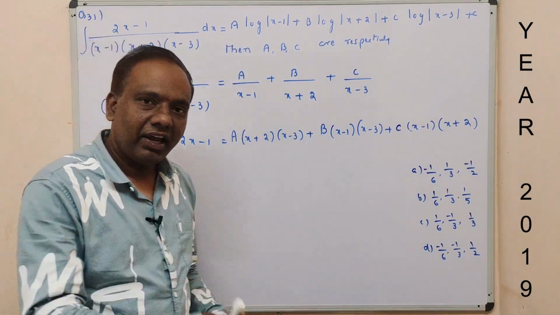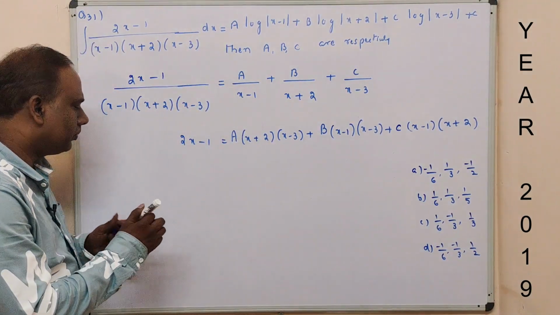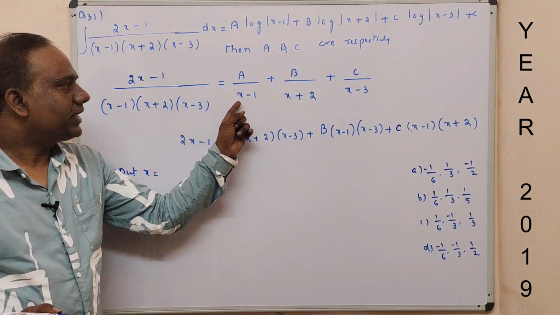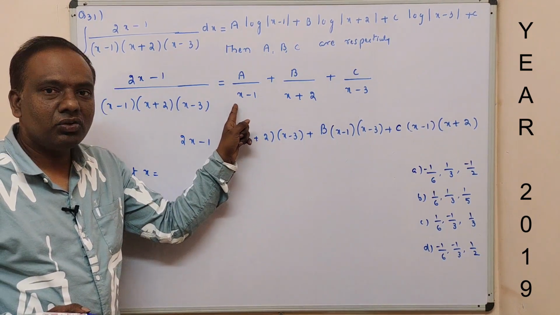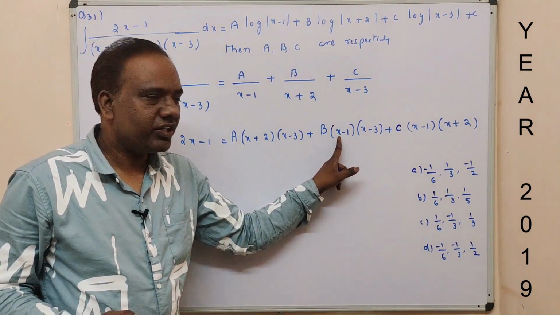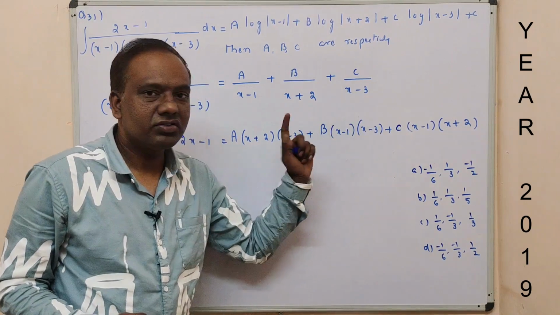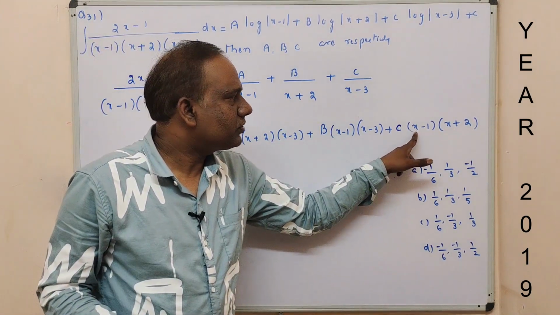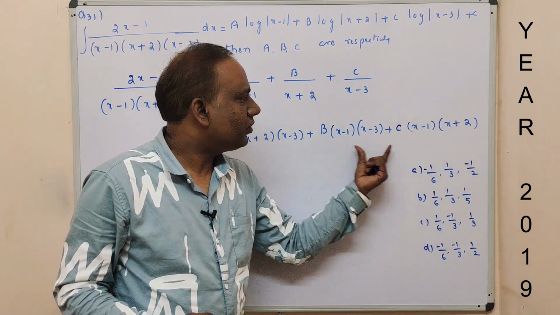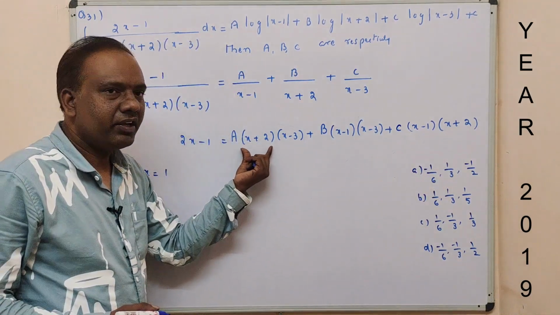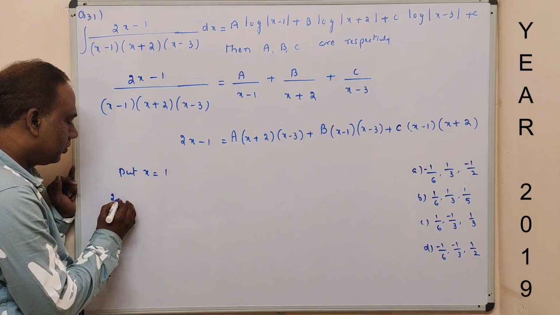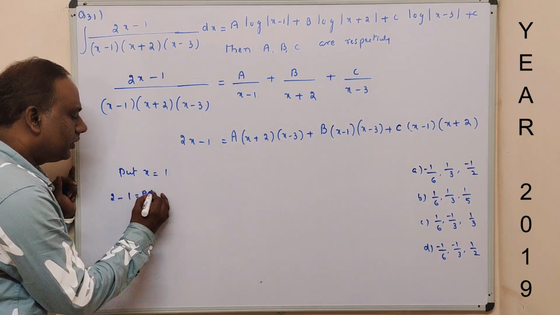Now we calculate the a value, b value and c value. So put x minus 1 equal to 0, that is, substitute x equal to 1. If we substitute x equal to 1, then 1 minus 1 is 0, so this total value is 0. Here also, 1 minus 1 is 0, so this total value also is 0. This is 0 and this is also 0. You substitute here only, that means x is equal to 1 now. So 2 into 1 is 2 minus 1 is equal to a into.